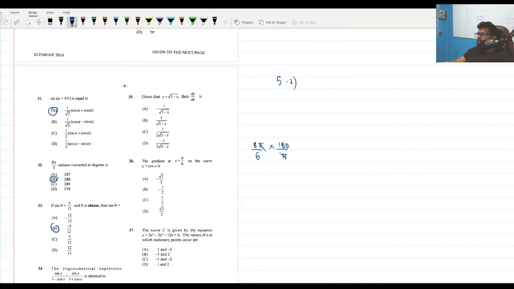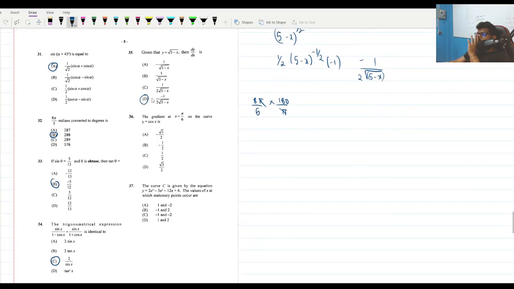5 minus x to the half. When I differentiate, I get a half times 5 minus x to the minus a half, multiplied by minus 1. So I get minus 1 over 2 root 5 minus x. Answer is D. We did this, it's a repeat.